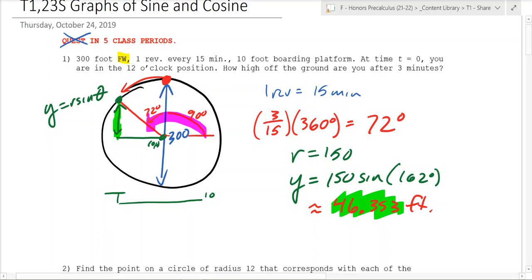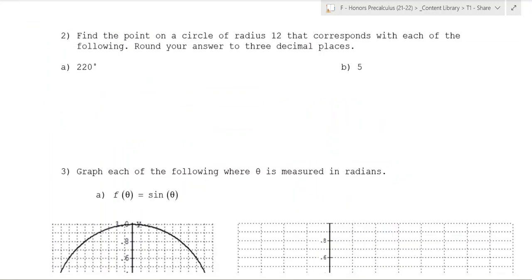So what do we end up with for total height? Well, you're going to be 150 feet all the way to here, but then it's going to be another 10 feet to right there. So add 150 and 10 to the 46.353, and you end up with 206.353 feet.